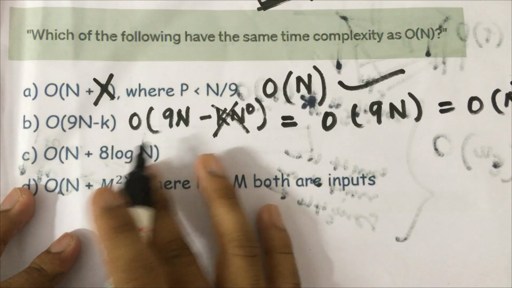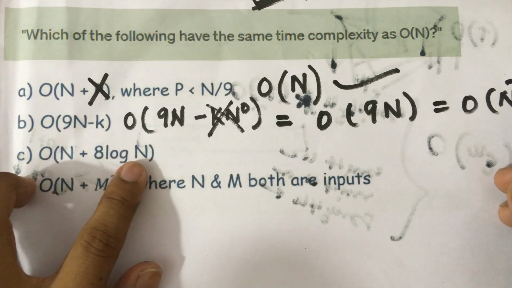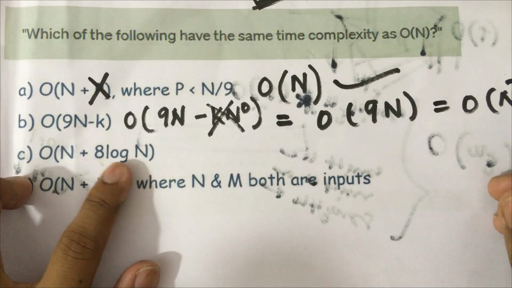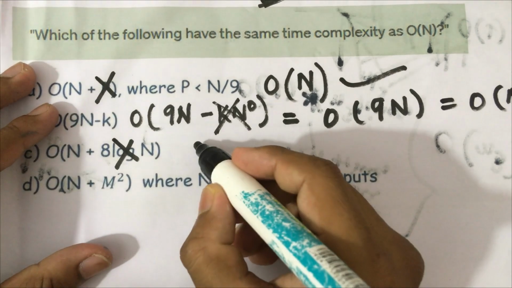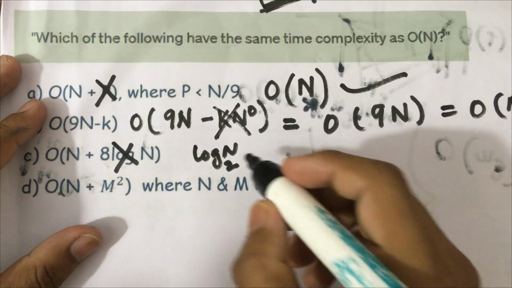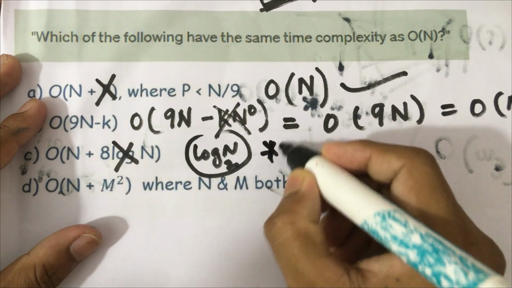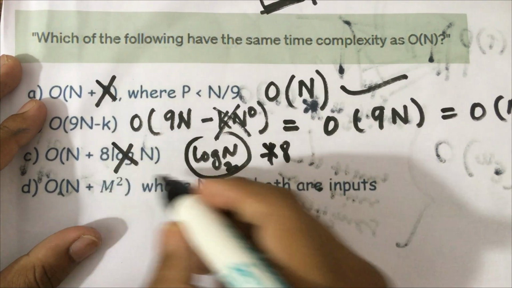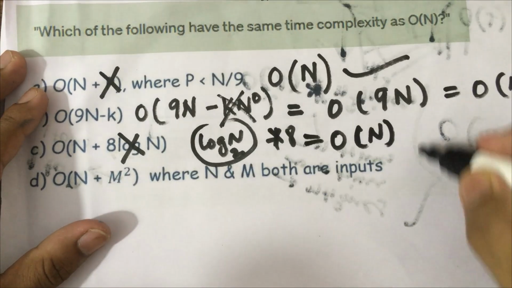Third one, 8 log n. So 8 log n is a really small value again, right? Log n is a small value, and 8 times log n is again a small value. Basically log n is a non-dominating term as compared to n, and even if it's multiplied with 8, it makes no difference. The entire term is terminated, and we consider just O of n again.